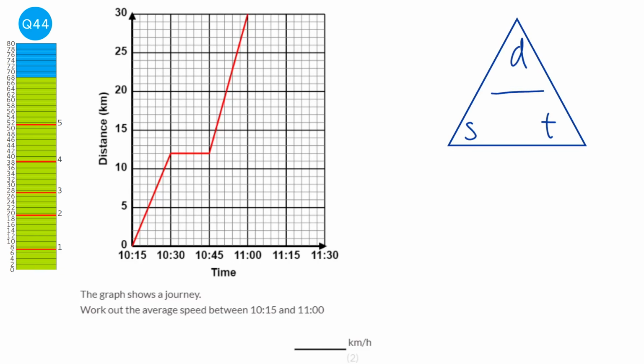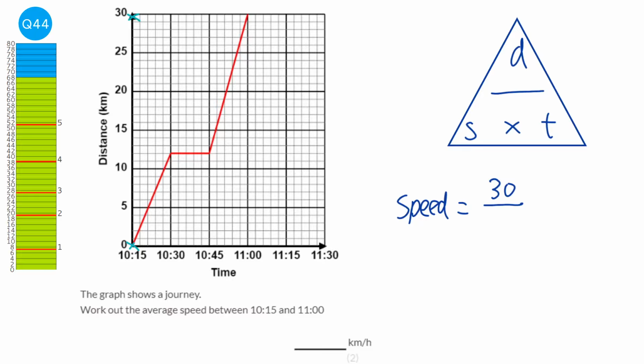So our triangle says that speed equals distance over time, and average speed is the total distance over the total time. So when we're looking for average speed, we want to write average speed, and it's going to be the total distance. So the distance starts at 0, goes up to 30. So the total distance is 30.